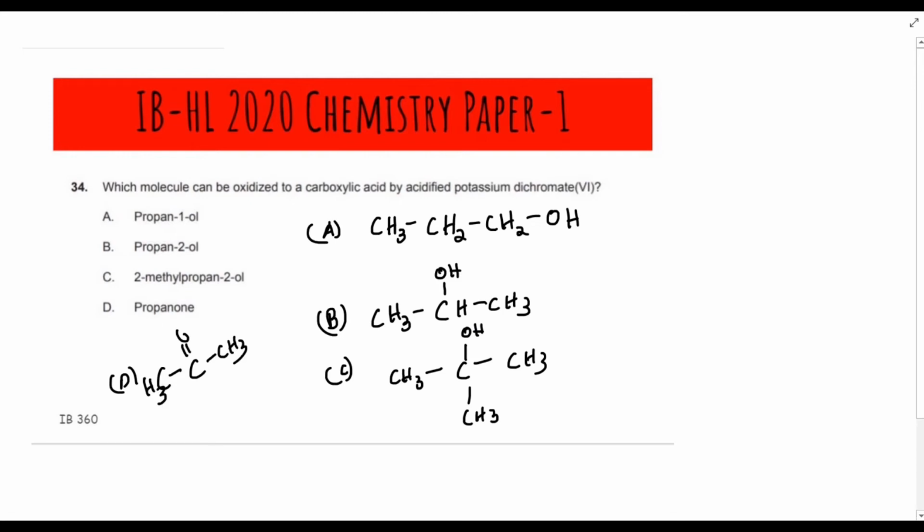Now what happens is acidified potassium dichromate can only oxidize a molecule which has an OH or a double bond O at the end carbon of a chain, or at the terminal carbon. Here in options B, C, D, check that the double bond O or OH is present on the middle carbon, which is not exactly the terminal carbon. So option A is the correct answer here, because here the OH is attached to a terminal carbon. So for 34, the answer is option A.